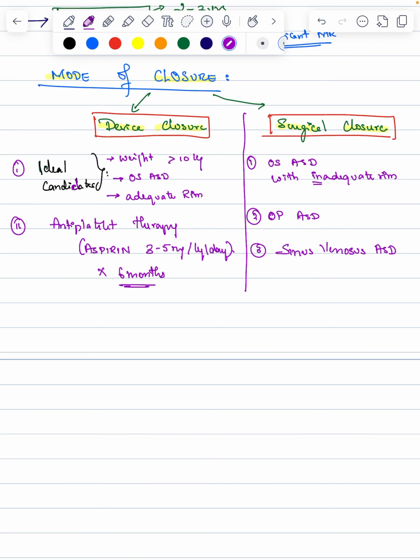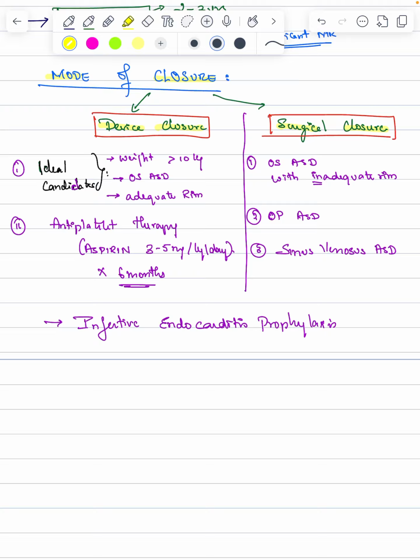The children undergoing either device closure or surgical closure will require infective endocarditis prophylaxis. So they should be given infective endocarditis prophylaxis, right? Both for device closure and for surgical closure, for a duration of around 6 months.